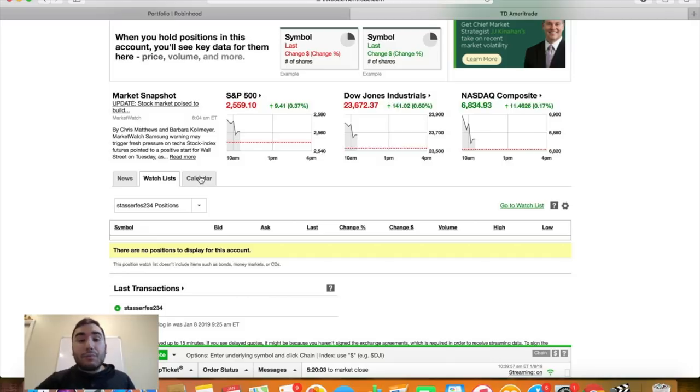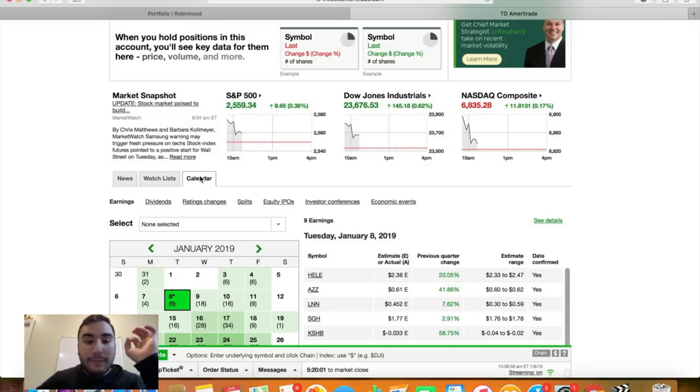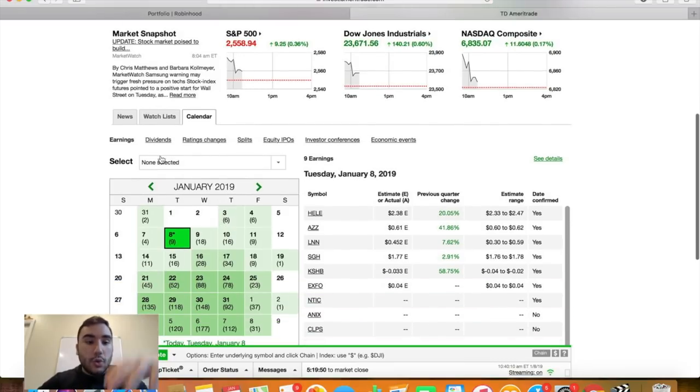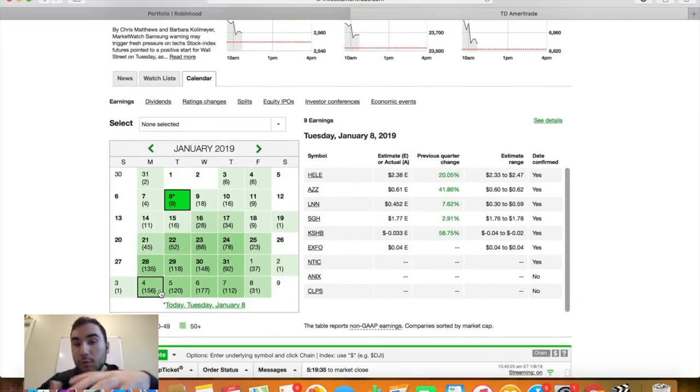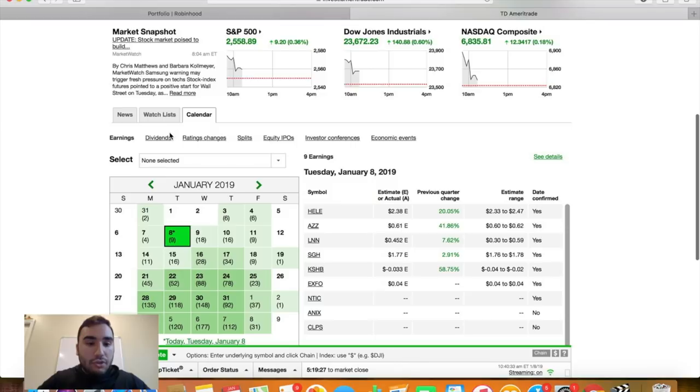And a cool thing that I really like about the TD Ameritrade platform here is this calendar app. And this is something that is very useful in my opinion. And I wish Robinhood had something like this where it shows you earnings of companies, right? We can see on this calendar, the numbers in parentheses are how many companies are reporting earnings on that particular day. So this is really cool if you like keeping an eye on companies and what they're reporting in terms of their earnings. And that's a really cool thing about TD Ameritrade, in my opinion.